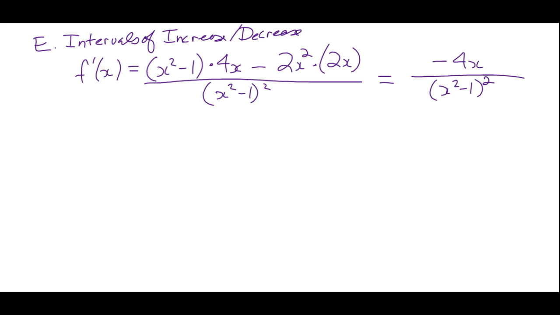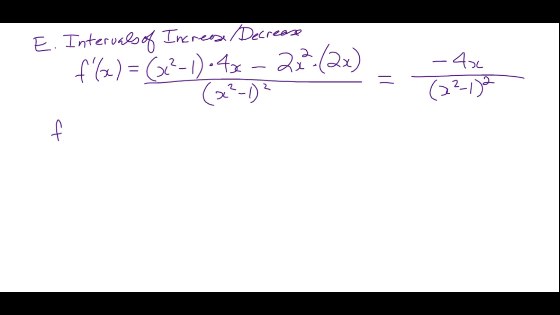All right, so intervals of increase. Well, when f prime of x is greater than 0, we have increase. What can we say about the denominator? It's always going to be positive, right? We're squaring it, so something squared is positive. So then we got this negative 4x. Well, that'll be positive when x is negative, and it'll be negative when x is positive. So life is easy on this one, right?